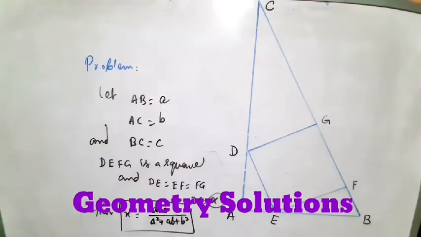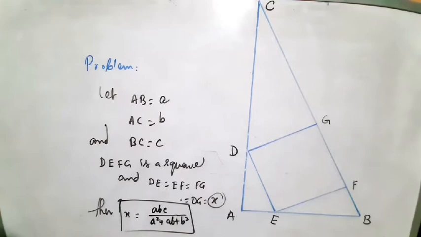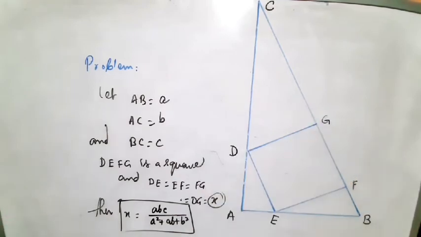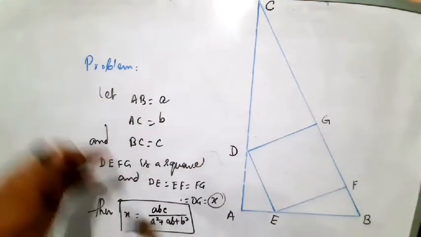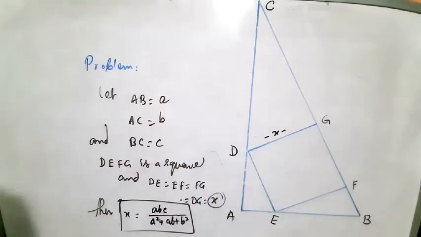This is a very interesting geometrical problem where ABC is a right angle triangle. The length of AB equals a unit, the length of AC equals b unit, and the length of BC equals c. DEFG is a square. D lies on AC, E lies on AB, and FG lies on BC. The length of each side equals x. Then we have to calculate the formula, the value of x.